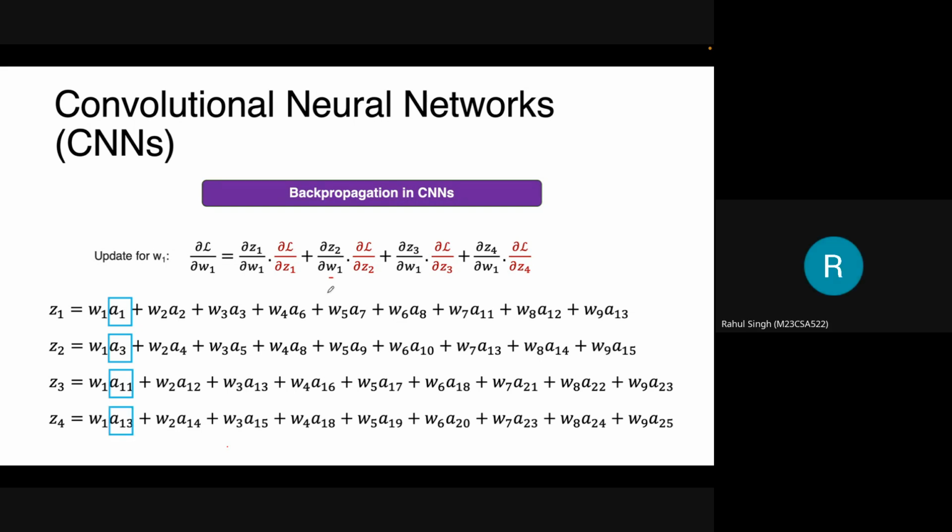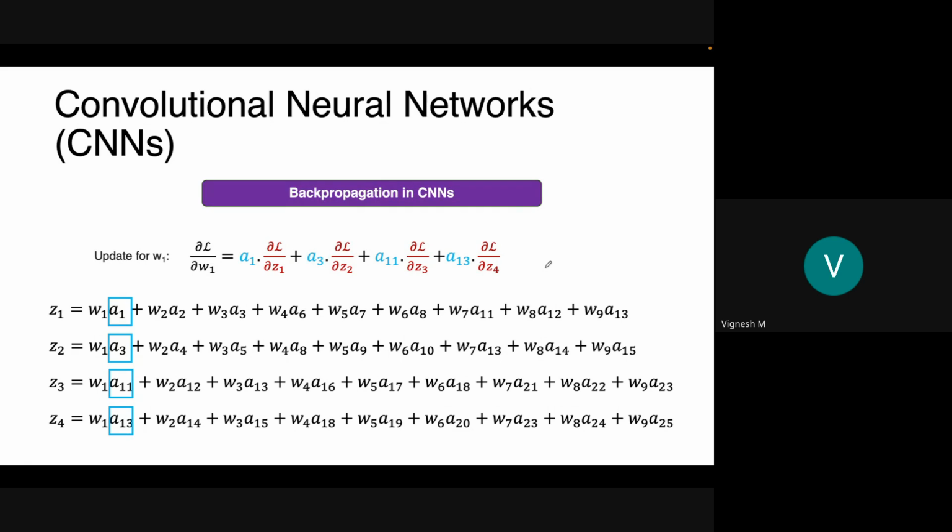A13. Okay. So basically, what we are able to simplify this to is your input A1 with your loss with respect to Z1, right? A3, and then change in loss with respect to Z2, A11, and A13, and so on. All right. So this is pretty simple.